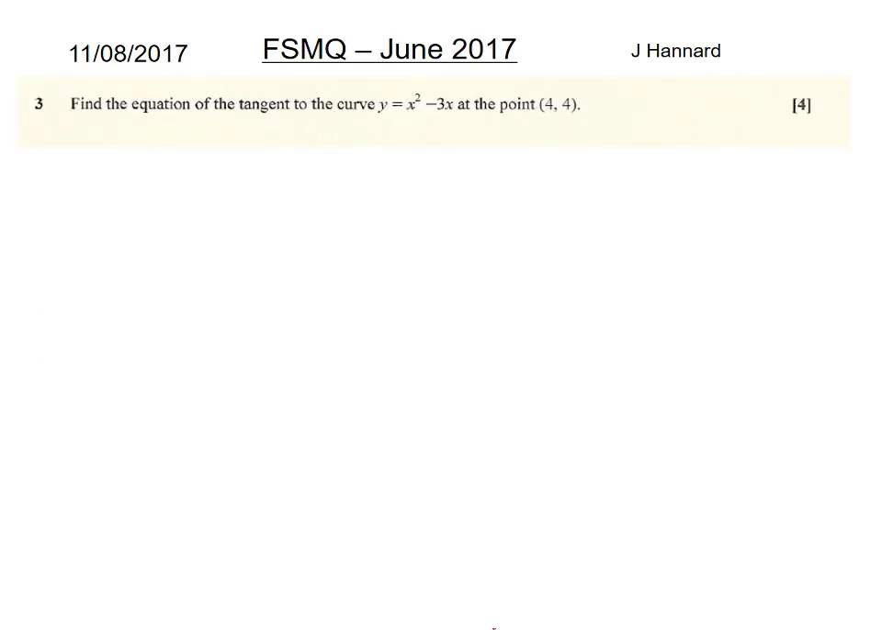Question 3, find the equation of the tangent to the curve y equals x squared minus 3x at the point (4, 4). So we've got a point, we need a gradient, so we use the gradient finder, dy by dx, and that's equal to 2x minus 3. So when x equals 4, dy by dx is equal to 5.